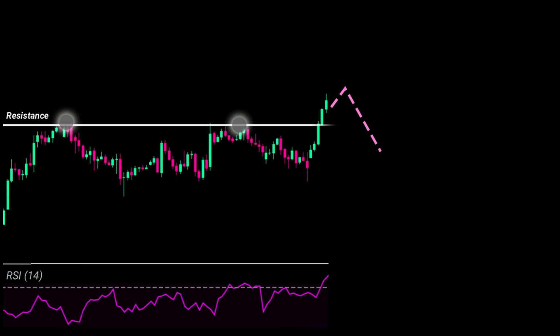But because of stop hunts, we don't jump into a short trade immediately. Instead of going straight down, the price might first push higher, hit our stop loss, and then move down. On the other hand, there's still the possibility that the breakout is real and the price keeps moving upward.